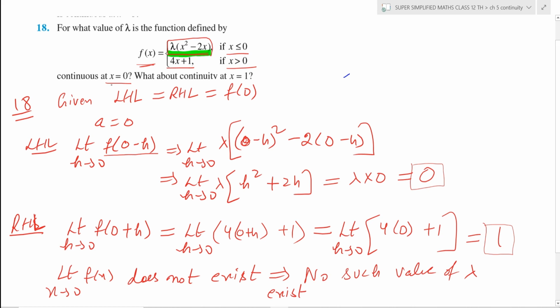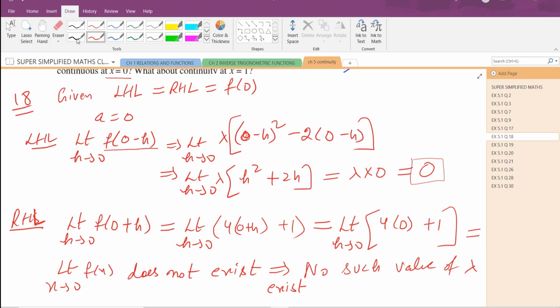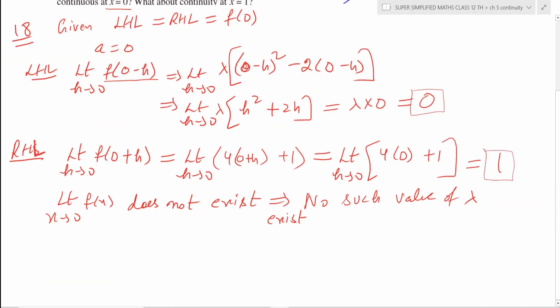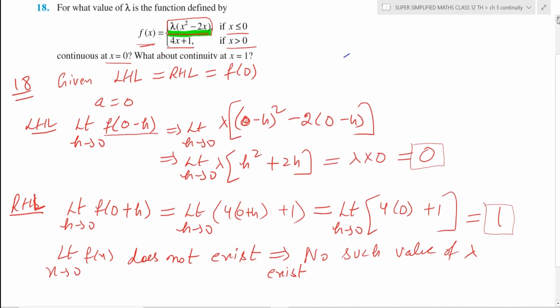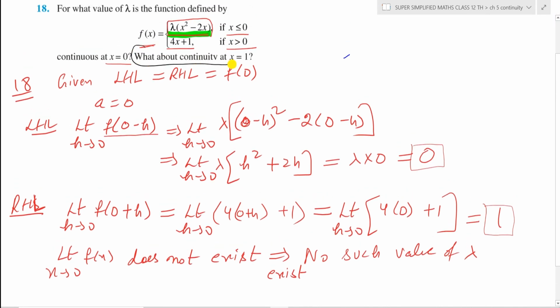Now the second part of the question says, what about the continuity of the function at x equal to 1? Look at this. Now look students, when x is less than or equal to 0, the function is lambda x square minus 2x. When x is more than 0, the function is 4x plus 1. But 1 will be somewhere here. So in the extreme left of 1 and in the extreme right of 1, the function is not changing.